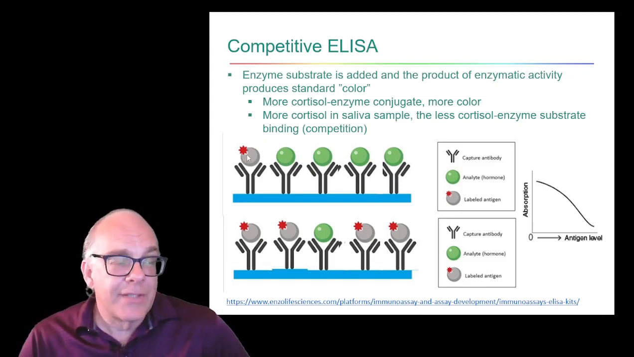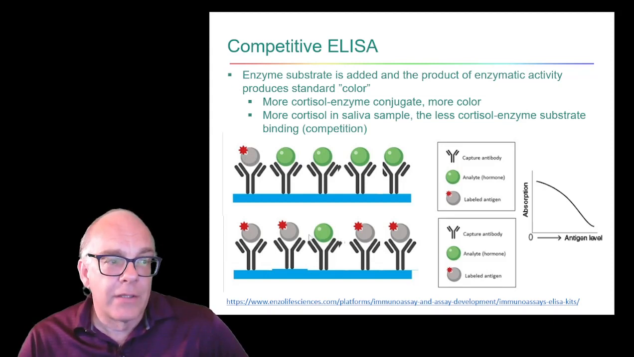In contrast, if we have a sample with a low level of cortisol within it, low levels of cortisol from the saliva of our classmates, we're going to have a relatively higher concentration of these gray dots. We're going to have a relatively higher concentration of the cortisol that came in the kit and is labeled with the marker.